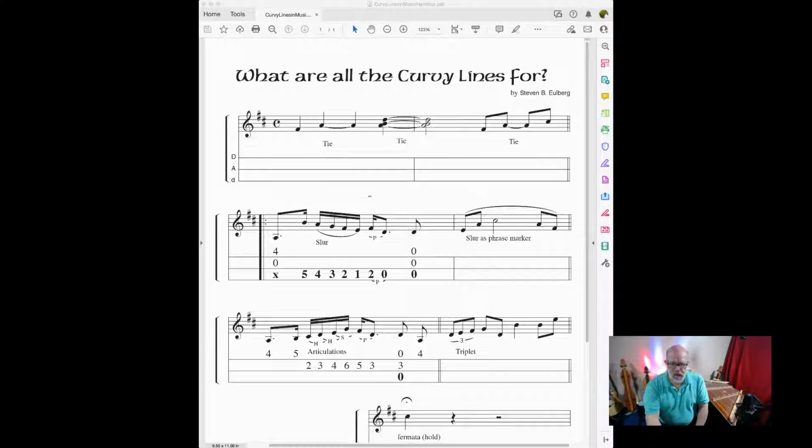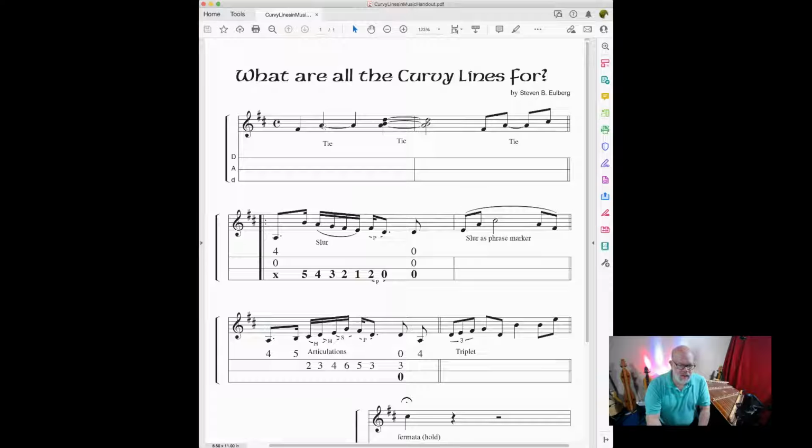And here we are looking at it. I've got to use my pointer on this other one. You can see my little marker here. This curvy line, when it goes between two notes that are on the same space or line, is called a tie. And what it does is take the two note values together and add them to each other.